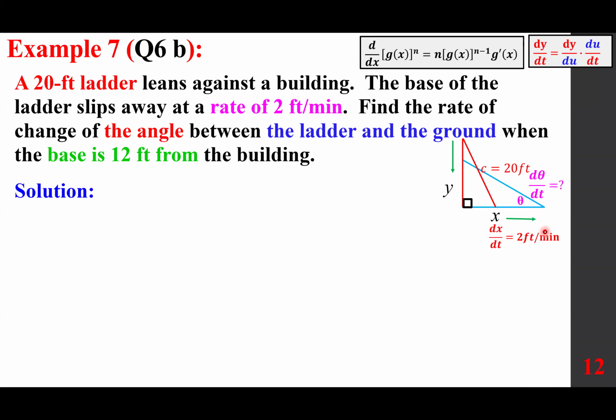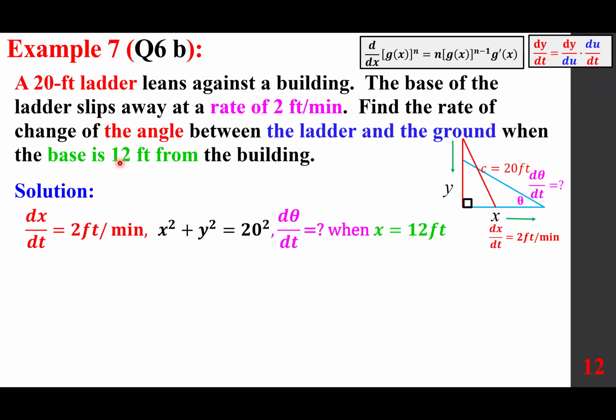And of course, we're going to write exactly what we wrote in the previous page. In other words, we're going to write dx/dt is 2 feet per minute, x squared plus y squared is 20 squared, but this time we want d theta/dt when the base, or x, is 12 feet. So that's how we write it.